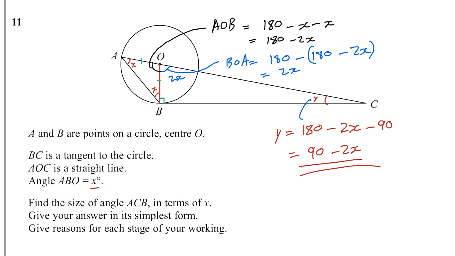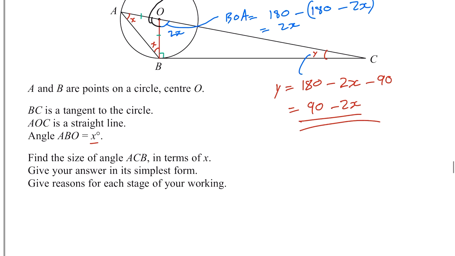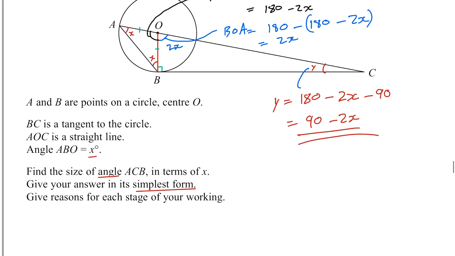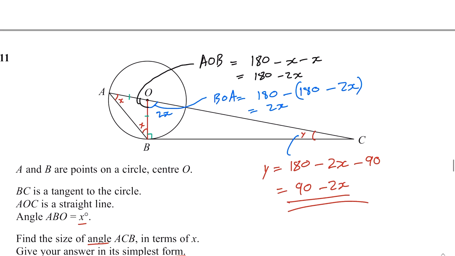That is your answer. And notice here, it says give your answer in its simplest form. So that's kind of a hint that you're not going to end up with a numeric answer, because the question asked you for an angle, but then it said in its simplest form. So that's already a hint to you that it's going to end up being some sort of an algebraic expression, and give reasons for each stage of your working.